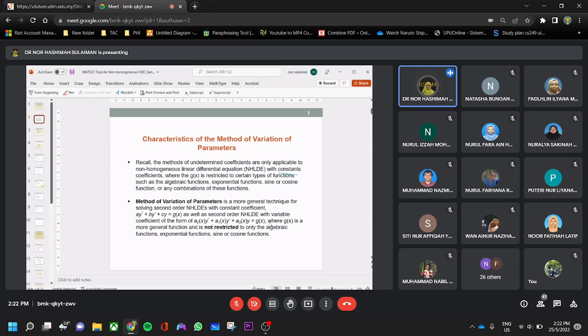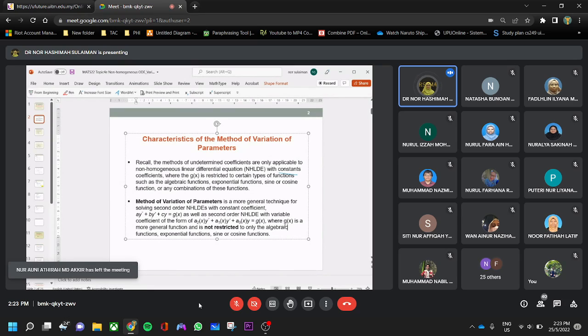Okay, sama ada dia adalah algebraic function, exponential function ataupun trigonometric function or any combination of these three. Okay. However, the method of variation of parameters is a method that is more general in that sense, right? Maknanya you can apply this method for both the non-homogeneous linear differential equation with constant coefficient, right? Ataupun with non-constant coefficient. Okay, and another thing is the g are not restricted to only certain type of function, but it is more general.